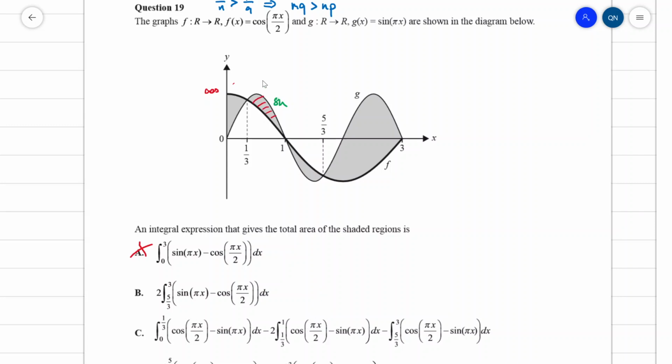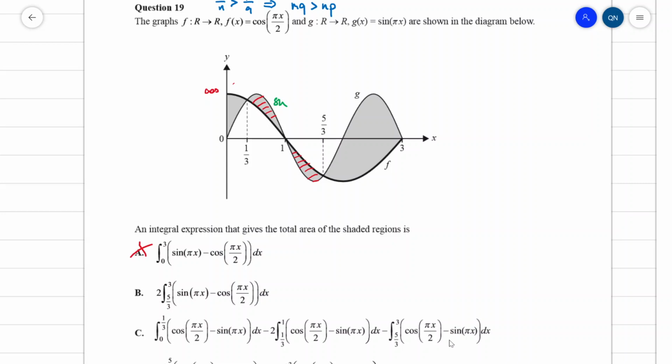Cosine minus sine. Now here, this is kind of the wrong way around because cosine is smaller than sine on that interval. But that's fine because it's counteracted by this extra negative sign out the front. So this integral, along with that negative, gives us that little area there. And we're also doubling the area, which takes care of this other area down here. And then finally, we're doing the integral from 5/3 to 3 of cosine minus sine.